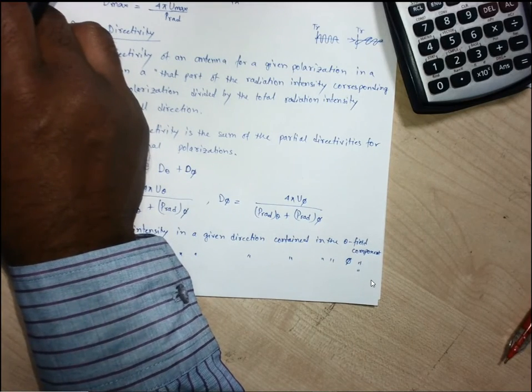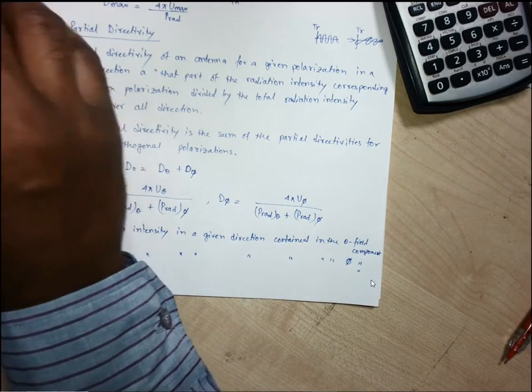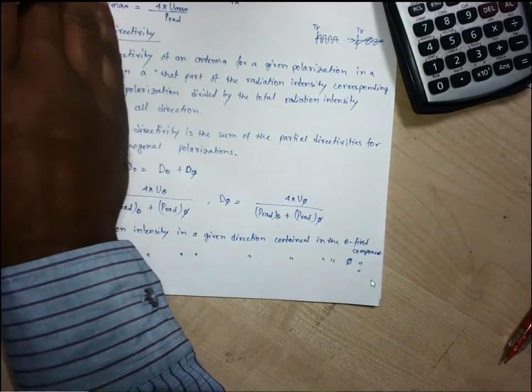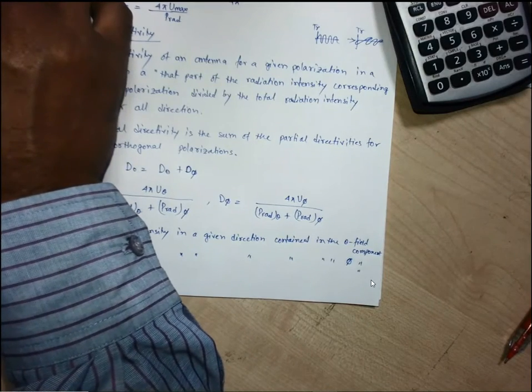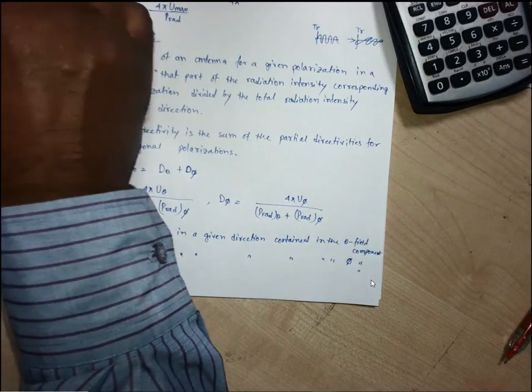So directivity will give you the idea of the amount of radiation in a particular direction compared to the radiation in all directions. So let us solve a problem.